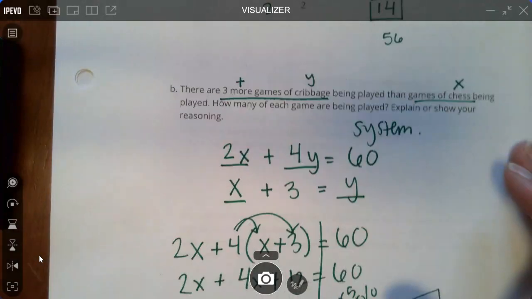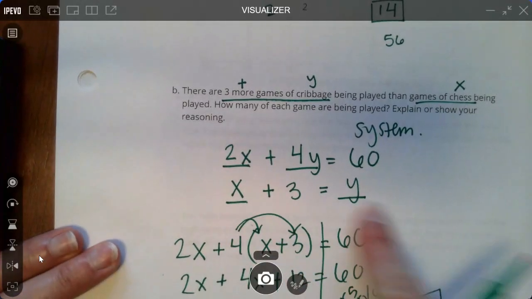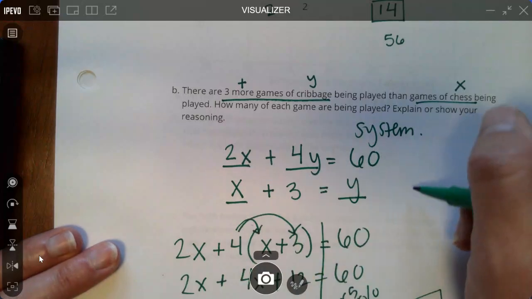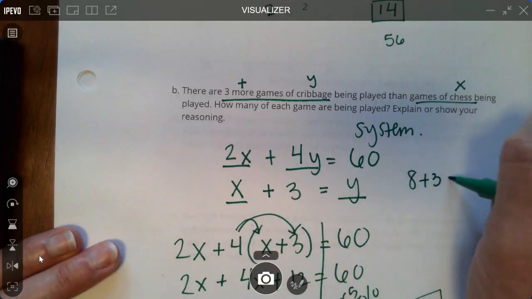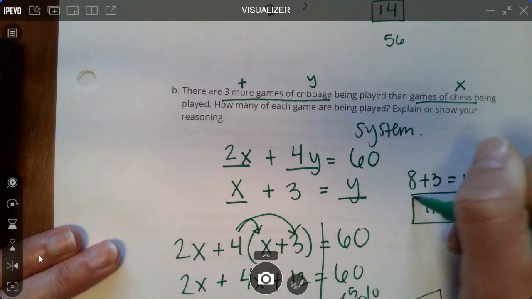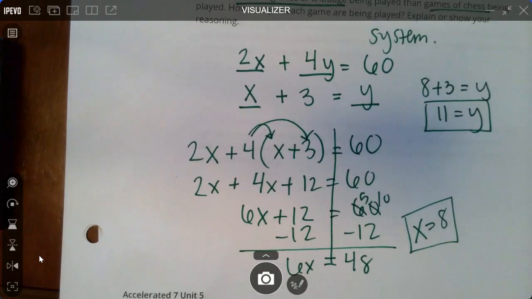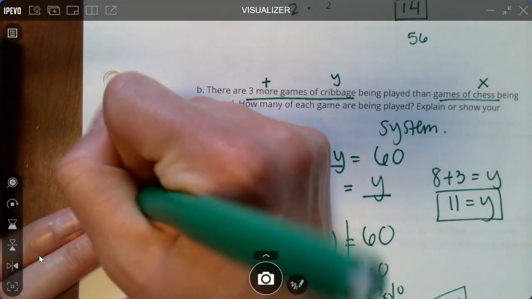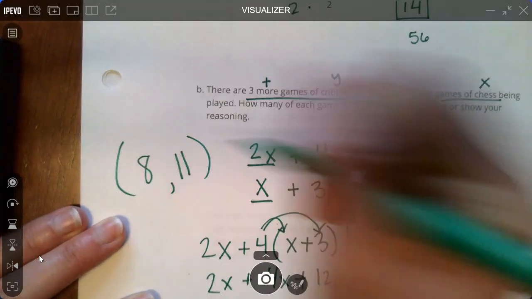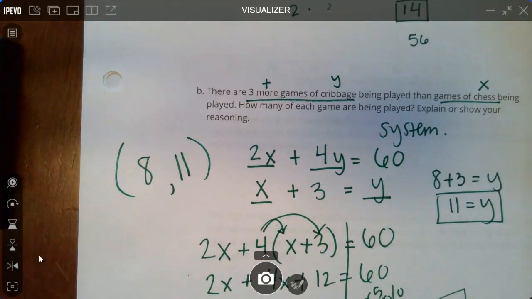Now I'm going to plug that in up here. I'm going to use this one because it's way easier. It will work no matter which one you pick. If I plug it in, 8 plus 3 equals y, 11 equals y. Now, if you just have these two things, you're not going to get full credit. You need to see a point because that's what a system of equations is. Where do they intersect? At (8, 11). Let me know if you have questions.